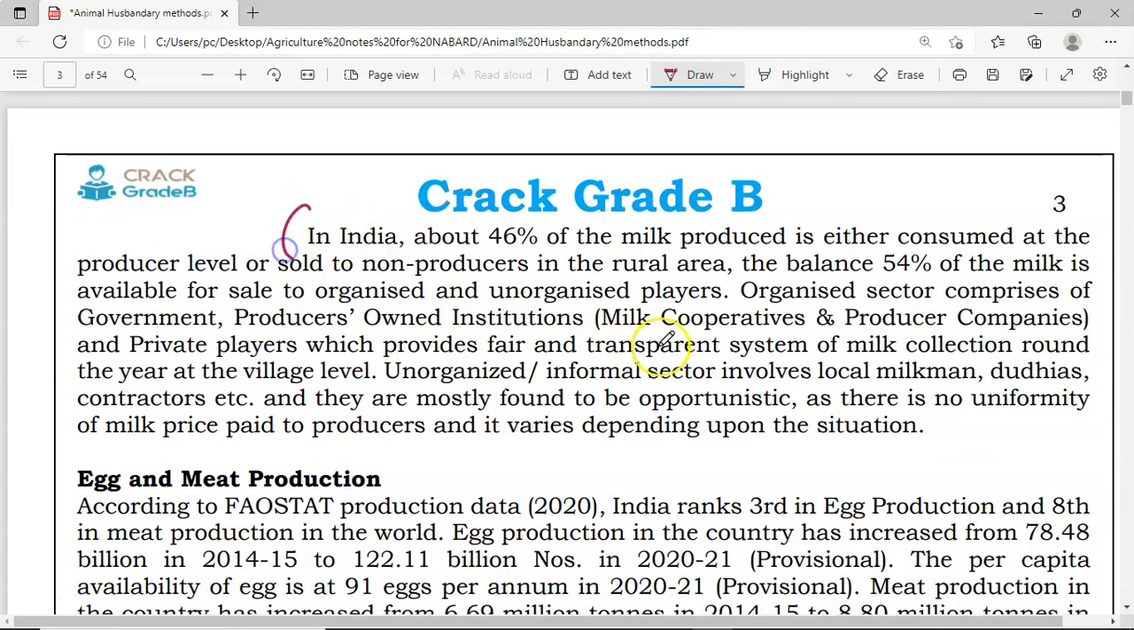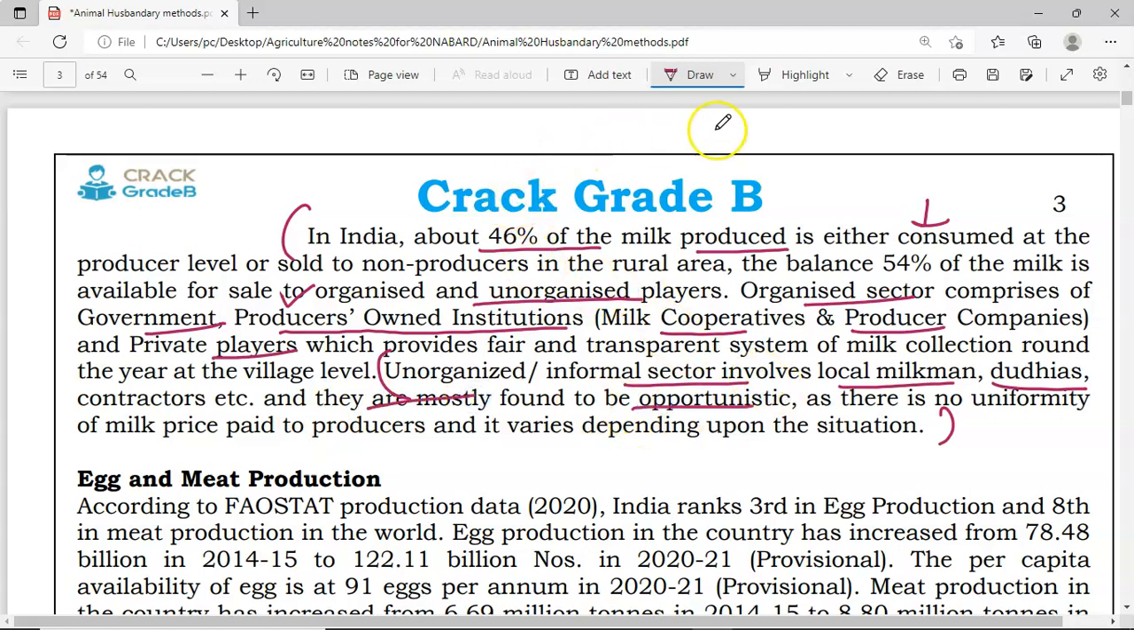It is a national value, and it is the availability of milk per day per person in our country. This is another data point. In India, about 46% of the milk produced is consumed at the producer level, and the rest is available for sale to organized and unorganized players. The organized sector can include government, producer-owned institutions like milk cooperatives and producer companies, and private players. The unorganized or informal sector involves local milkmen, dudhiyas, and they are mostly found to be opportunistic.